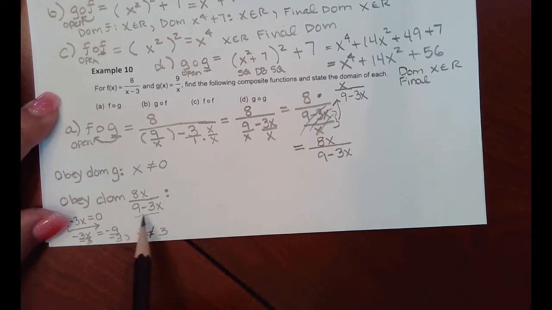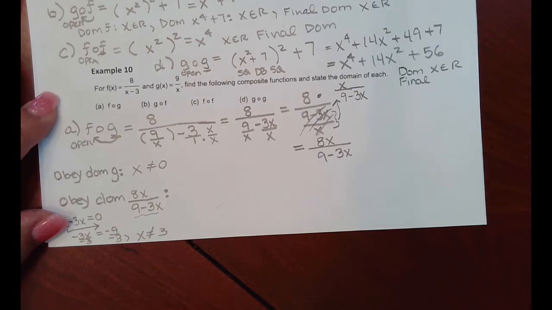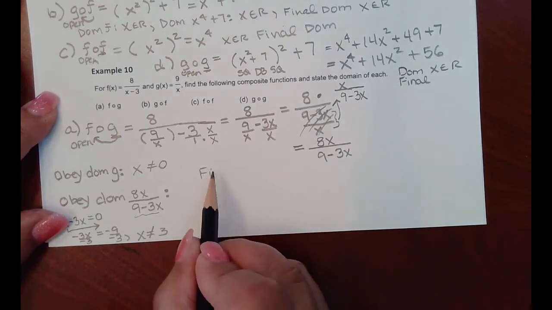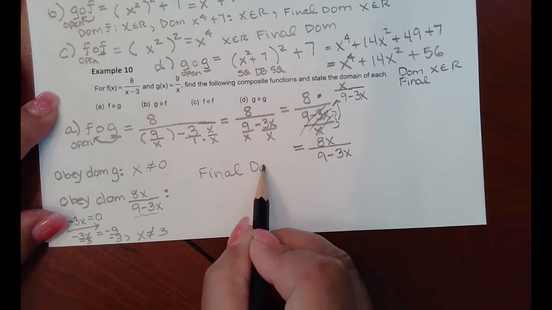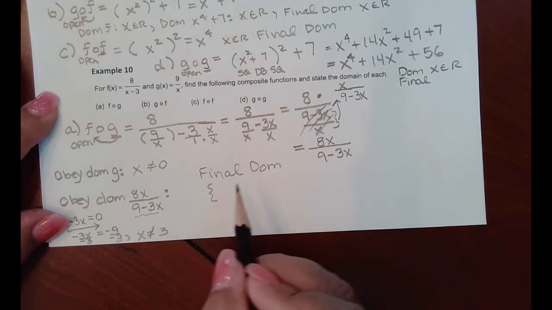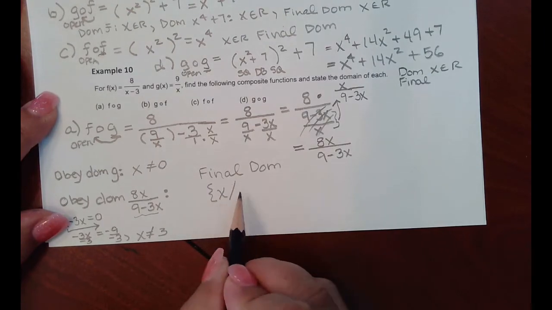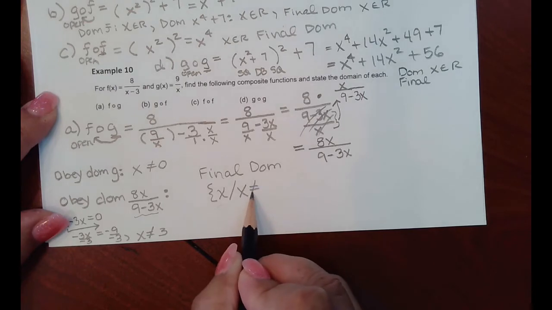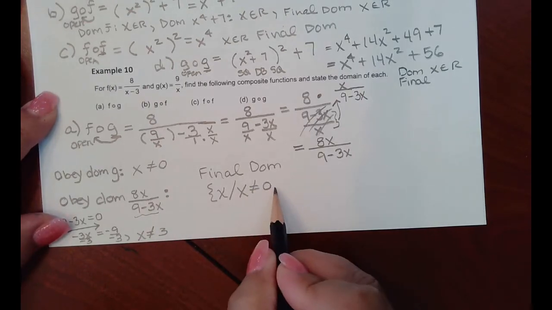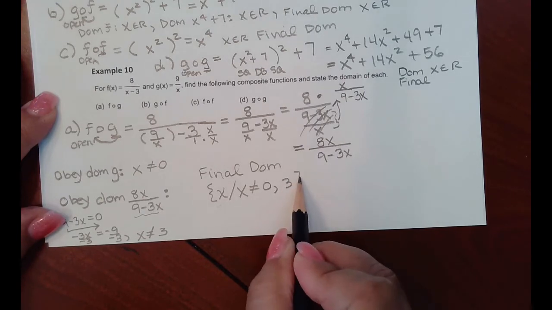And you may have been able to see that just by looking at this. If that's the case, that's fine, because you've already done so much work that would certainly suffice. So look, when you put a 3 in there, you'd have 9 minus 9, and that would cause a 0. So that is a value that x absolutely can't be. So in the grand finale of things, the final domain is the set of all x values such that x cannot be equal to 0, and it also cannot be equal to 3.